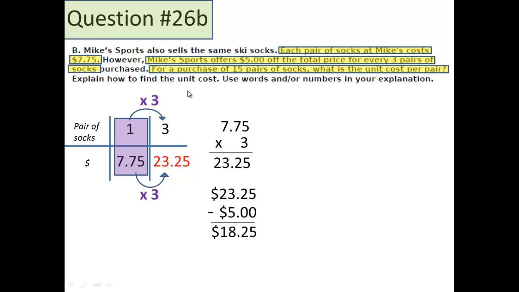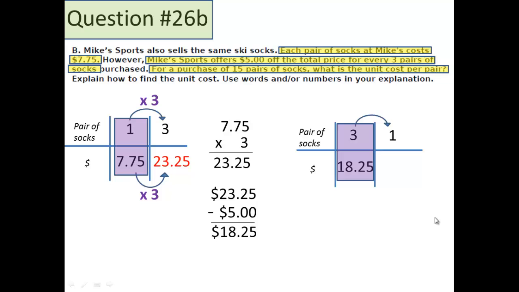Now, the thing that was annoying about this question was that you actually didn't need this information here for a purchase of 15 pairs of socks. You didn't need it because you just need to find out what is the unit cost per pair. So watch. All you need to do is if you know 3 socks cost $18.25, you just need to know how much 1 pair of socks costs. Okay? And I know that was very confusing, but that's all you needed to know. They wanted to know the unit cost per pair. You highlight, you draw your arrow, and that's divide by 3. And whatever you do to the top, you do to the bottom.